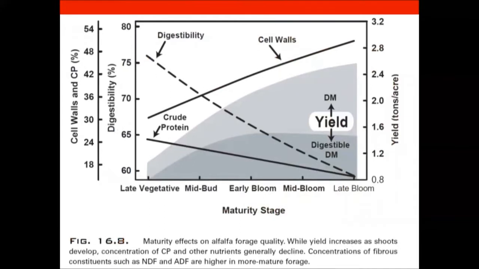This graph is just to show you kind of what I just talked about. As your cell walls increase, your lignin increases, and your digestibility is going to decrease, and your crude protein will decrease as well as your plant matures.